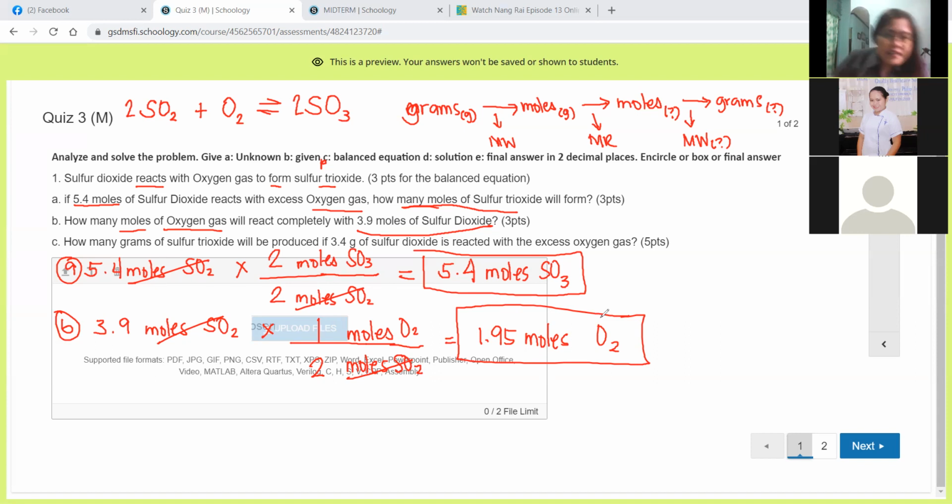I hope you got it. And then the last one, letter C, is looking for the grams of sulfur trioxide. So we are now on grams. We are looking for the grams. And what's the given? It will be produced if 3.4 grams. So the given is also in grams. Therefore, class, take note, we need the whole pattern for letter C. So 3.4 grams of sulfur dioxide.